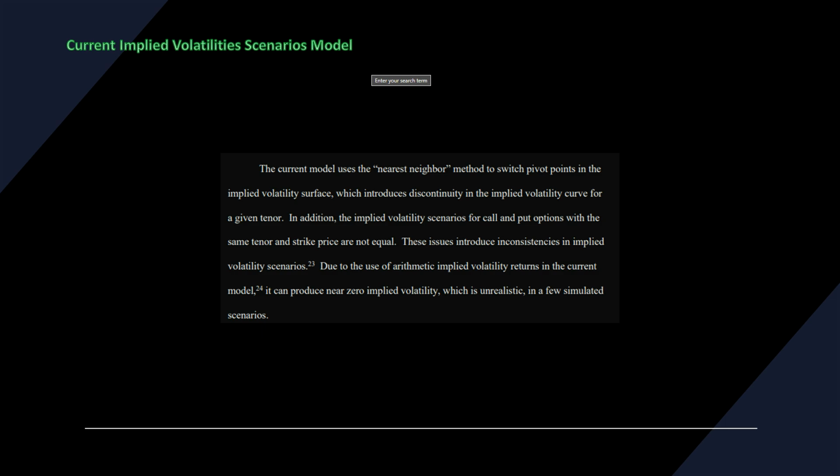So as long as we continue to use our eyes and navigate the market in real time using our eyes and data, we're going to be just fine. By the way, due to the use of arithmetic again, it can produce near zero implied volatility, which is unrealistic in a few simulated scenarios. Out of those 10,000 simulated scenarios, just a few of them had this happen, which we're now trading off of. You should feel good about that. Anyways, how about them apples?